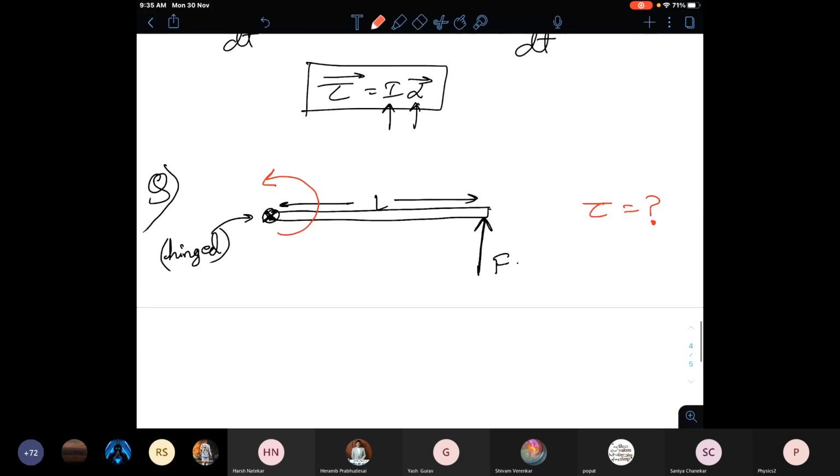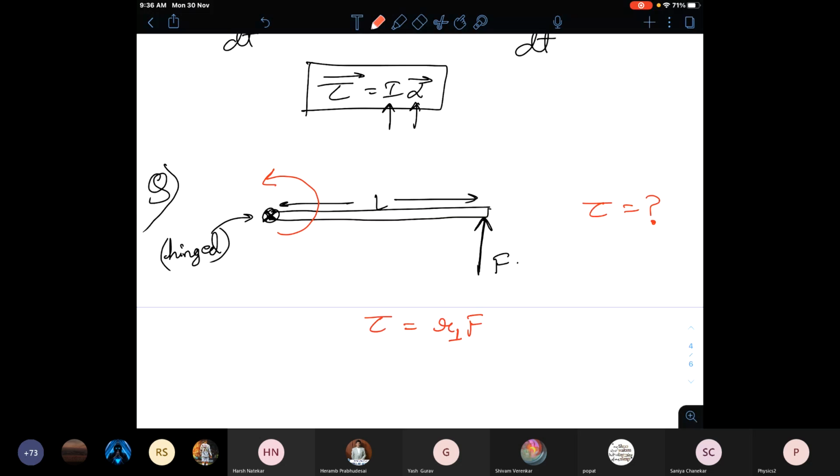Now here you can see that the value of force is given to us. So if the value of force is given to us, that means linear values are given to me. If linear values are given to me, I can write torque as r into f, r perpendicular into f, in fact. When you are writing r into f, you have to write rf sine theta. But it is better to write it as r perpendicular into f.